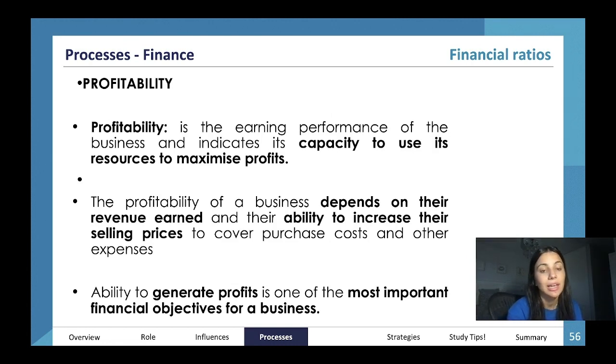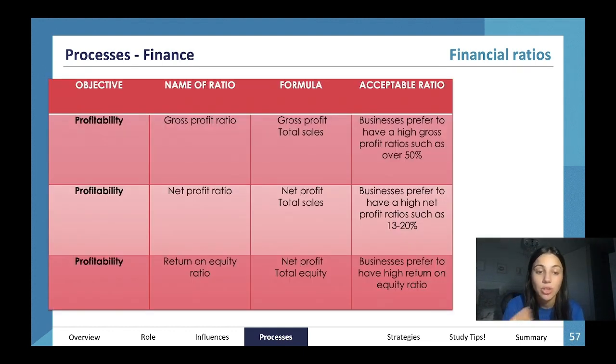For profitability, there's 3 different ratios that you can use. That's just profitability is how they're maximizing the profits. And it depends on the revenue earned and their ability to increase their selling prices so that they can cover their costs and expenses. We've got the gross profit ratio, the net profit ratio, and the return on equity ratio.